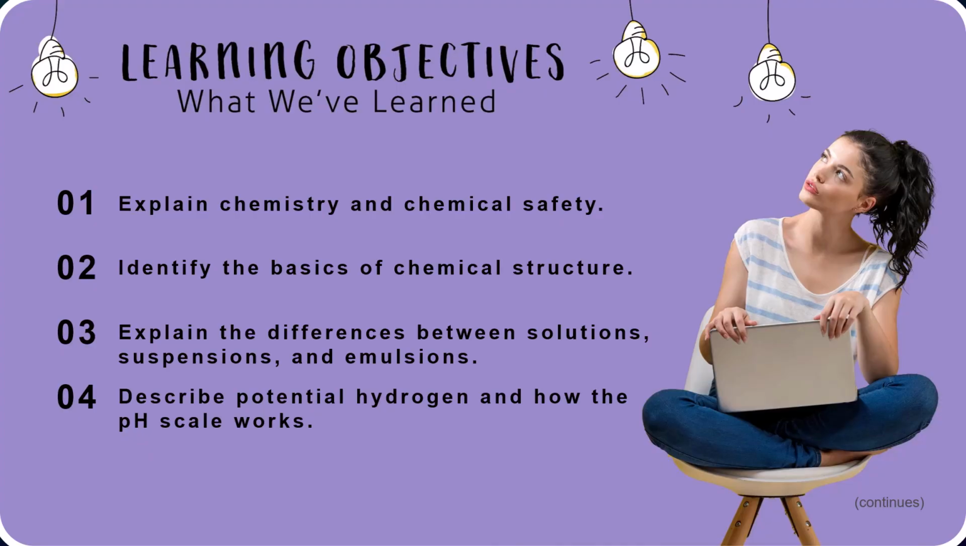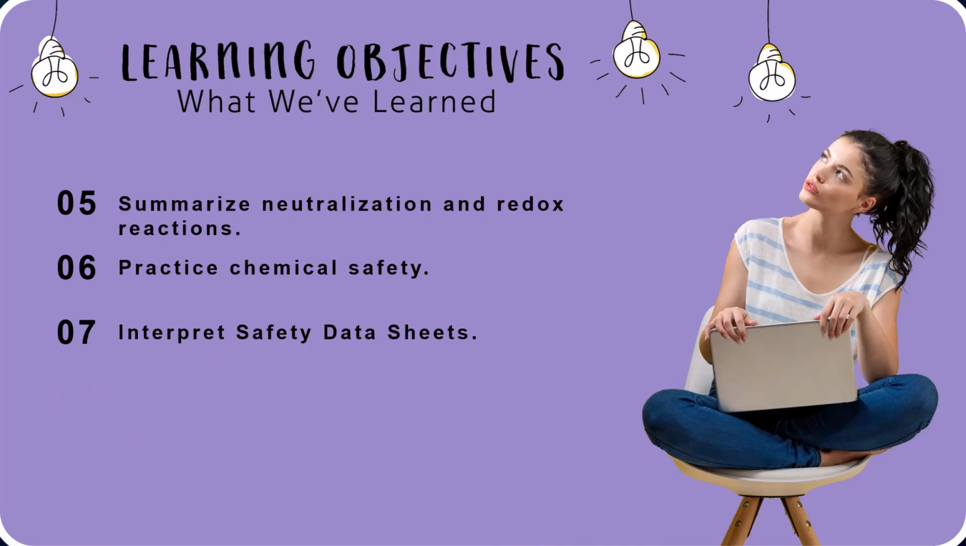So a reminder of what our learning objectives were. We explained chemistry and chemical safety, identified the basics of chemical structure, explained the differences between solutions, suspensions, and emulsions, and described potential hydrogen and how the pH scale works. We also summarized neutralization and redox reactions, practiced chemical safety, and interpreted safety data sheets. And that will conclude our Chapter 6 in the Foundations book for chemistry and chemical safety.